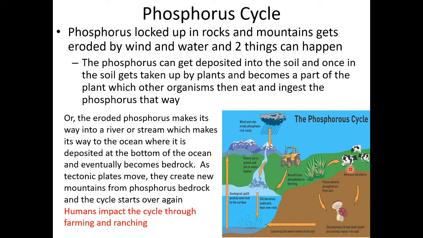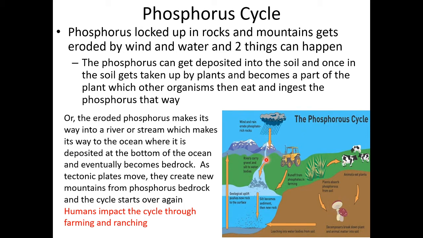And that's how we get our phosphorus, by eating plants and animals, okay? Well, animals eventually go to the bathroom and put the phosphorus back on the ground, or they die, and their bodies get decomposed by decomposers, and we put the phosphorus back in the ground that way.